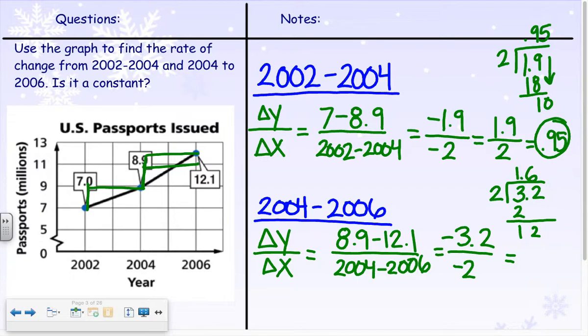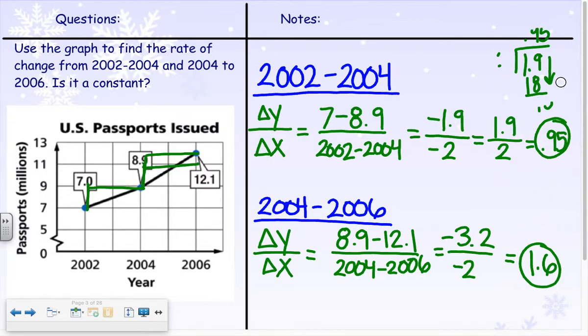Be 1.6. So you'll notice that these do not have the same rate of change, and I'll get rid of my work here so that it's a little bit less messy. But the rate of change from 2002 to 2004 was 0.95, meaning there were 0.95 million passports issued from 2002 to 2004.